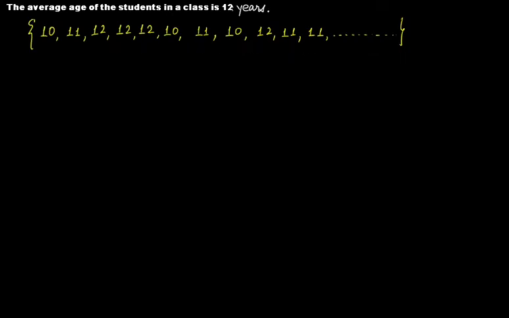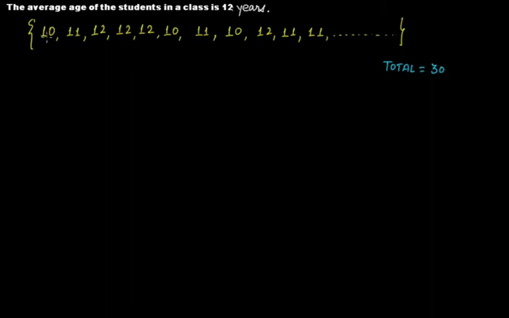Read this first statement. What does it say? It says the average age of the students in a class is 12 years. Suppose we have a class of strength 30 students. This set contains data, and this data tells us the values of ages of all the students in this particular class of strength 30.